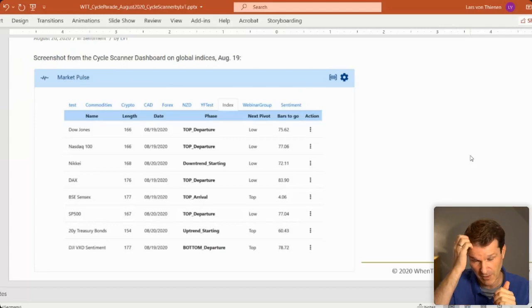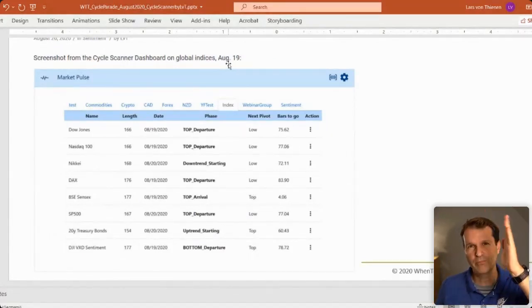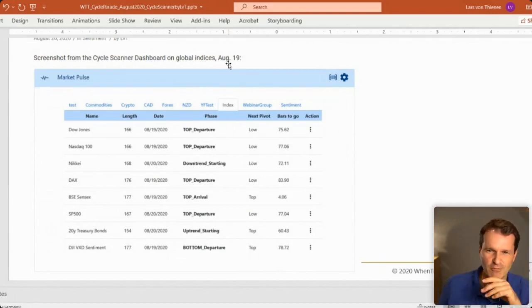We don't know when the turn will take place. And at this point in time, end of August, the markets had just boomed up, and I think the major financial institutions raised their targets for everything. It was a crazy period. But cycles are leading indicators, so that's always interesting. You have leading information.